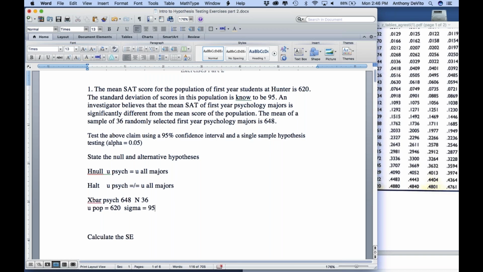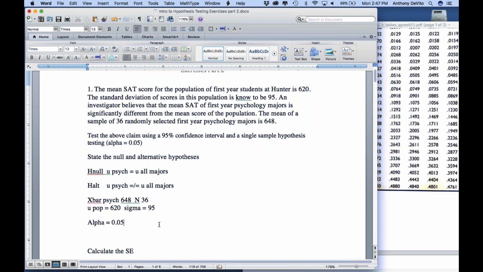Okay, we're going to assume for the purposes of this study that there's no difference in the variability between psych majors. So we're going to assume we know the sigma for psych majors as well as 95. Okay, so this is what we know so far, right? So now we want to determine if 648 is different enough from 620 to say that they're different with a certain level of certainty. Now let's define that level of certainty. Well, how are we going to define that? We're going to call it alpha.